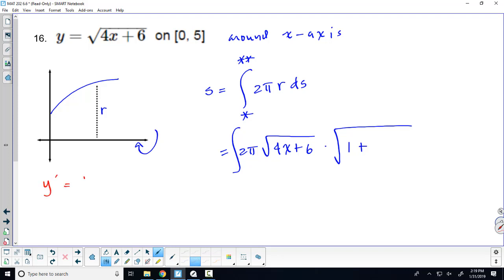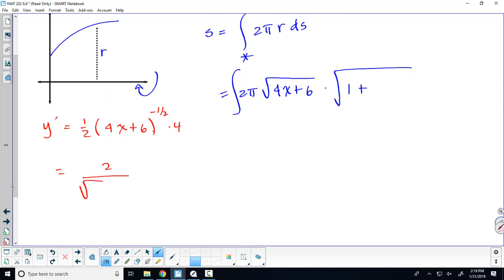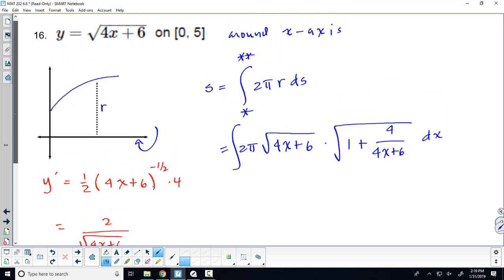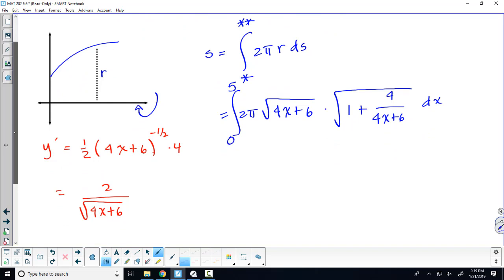I'll work it out just to make sure I have the same thing you have. So I got 2 over the square root of 4x plus 6. And then we'll have to square it, yes. Everyone okay with that derivative? So we use the power rule: bring the half down, subtract 1, derivative of the inside. Cancel the 2, and then we square it exactly. So we get 4 over 4x plus 6 dx. So that's the bulk of the work, getting that setup done. Is there any question on any step there that you want to ask about?